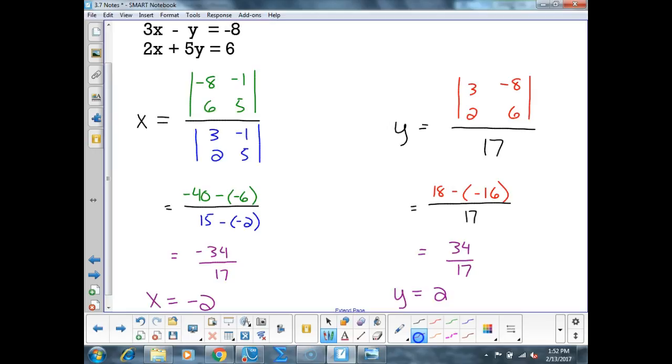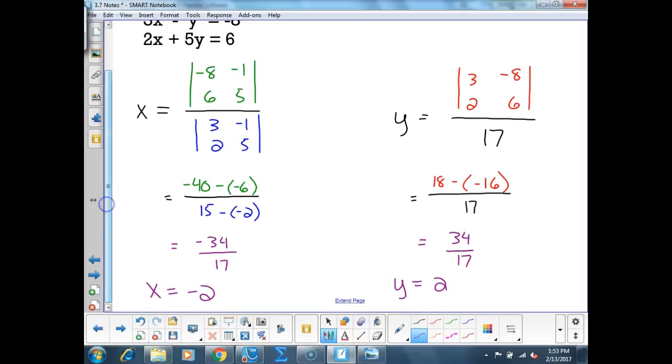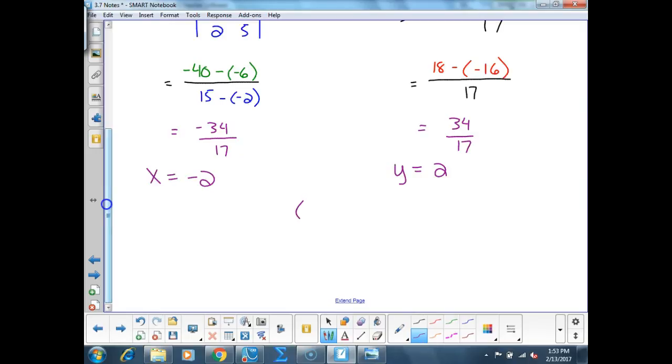Now, what should I do next? Check my work, correct? Okay. 3 times -2 is -6. Minus 2 is -8. So it works out in the first equation. 2 times -2 is -4. 5 times 2 is 10. -4 plus 10 is positive 6. So my answer here then is the point -2, comma 2.